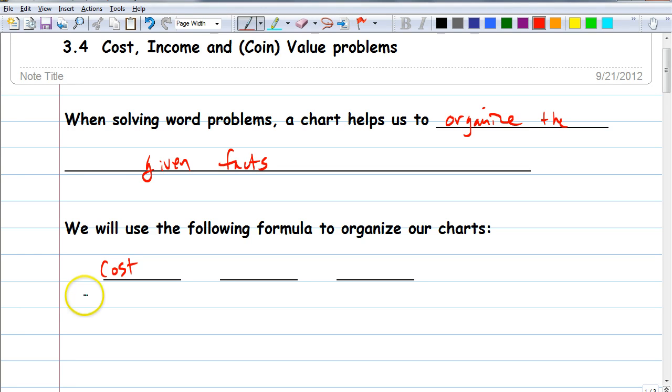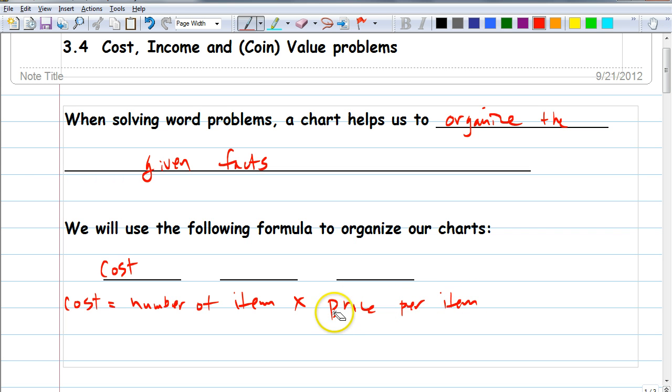So what's the formula? Let's write down the formula underneath. For cost, for example, if I'm buying 100 iPhones, I'm going to write down number of items times, of course, what are we going to multiply number of items by? Yes, sir, Samuel in the back. Price. Yeah, price per item, right? Is that okay? Price per item.